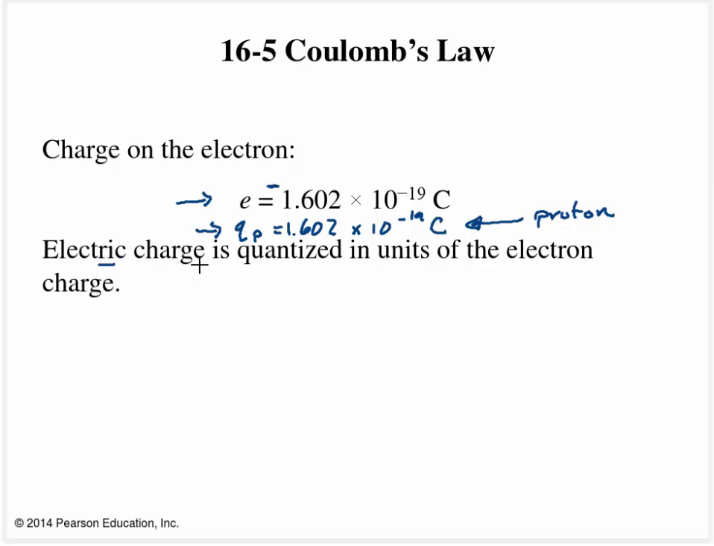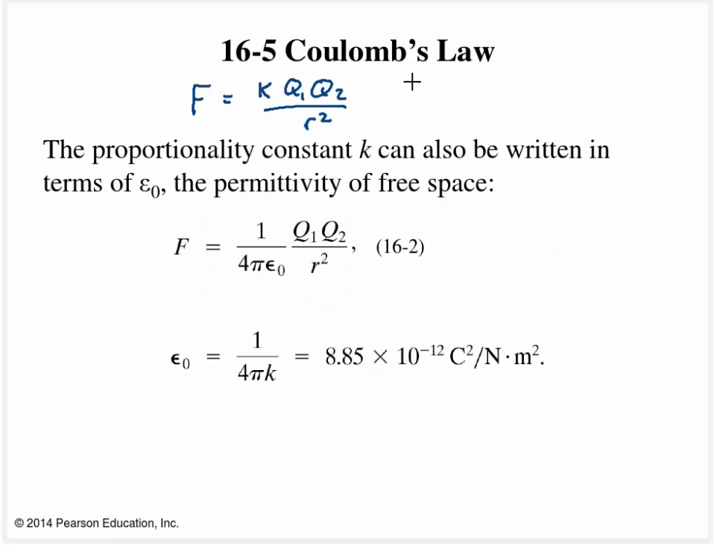And essentially electric charge is going to be quantized in units of electron charge. What quantized means is any charge we're going to see is actually going to be an integer multiple of the charge on an electron. We're never going to see a charge equal to 1/2 the charge of an electron. This can't actually happen.